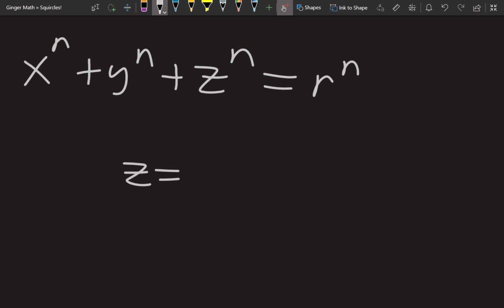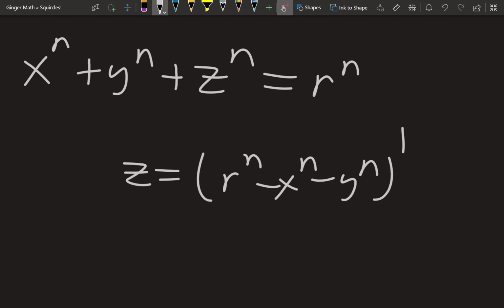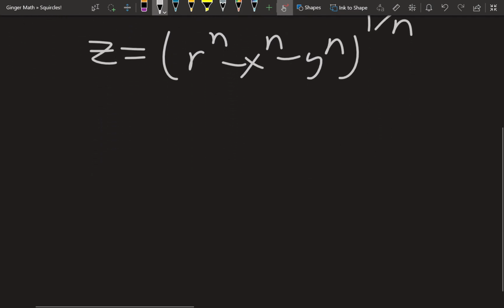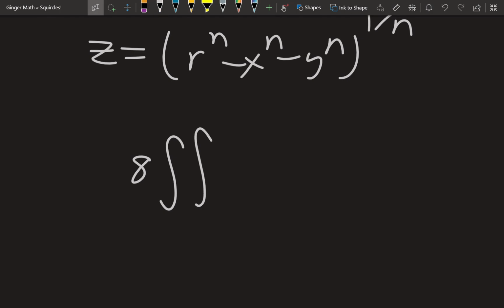It's just going to be z equals r to the n minus x to the n minus y to the n, all to the 1 over n. Meaning that we can just do a double integral to find the volume. So 8 this time, because we have octants, times a double integral, and this double integral is going to give us 1/8 of the volume, because here we're finding this chunk right here, and then we're just going to multiply that by 8. Let's see where that comes from.